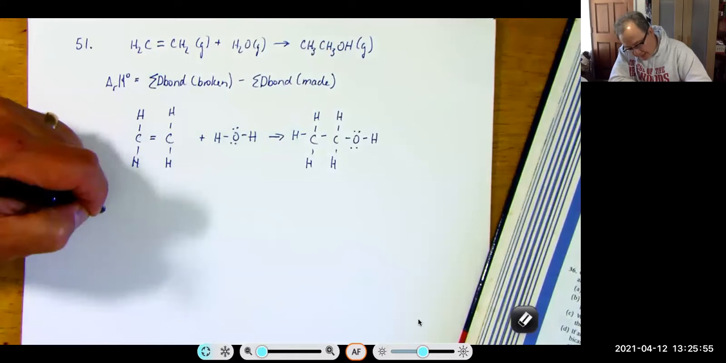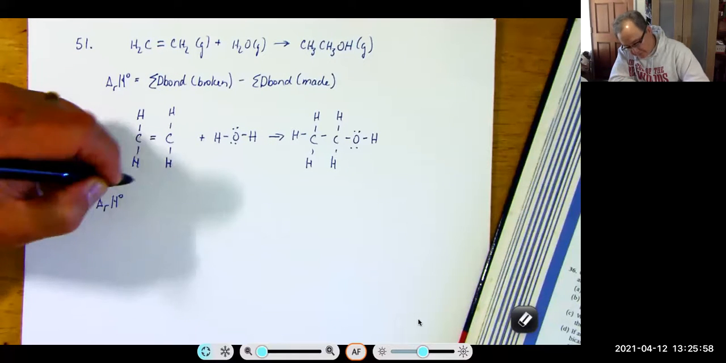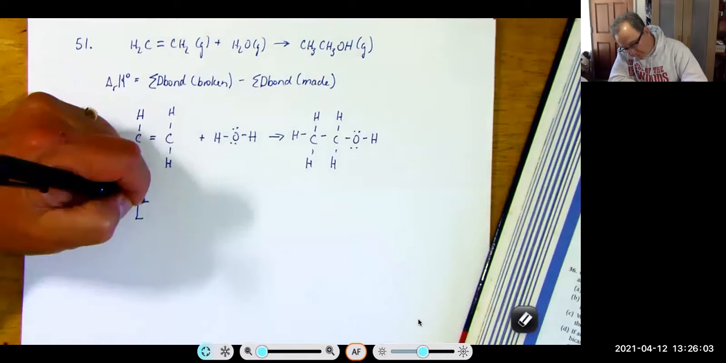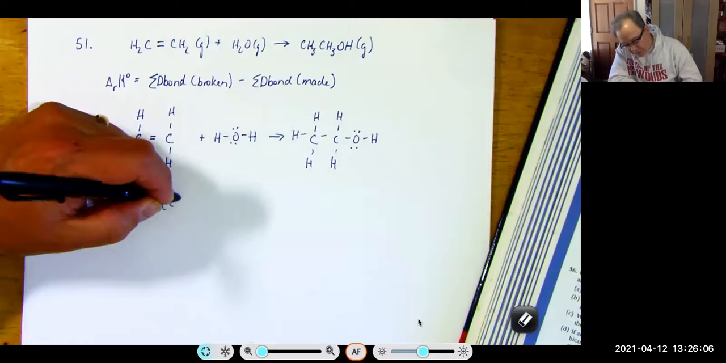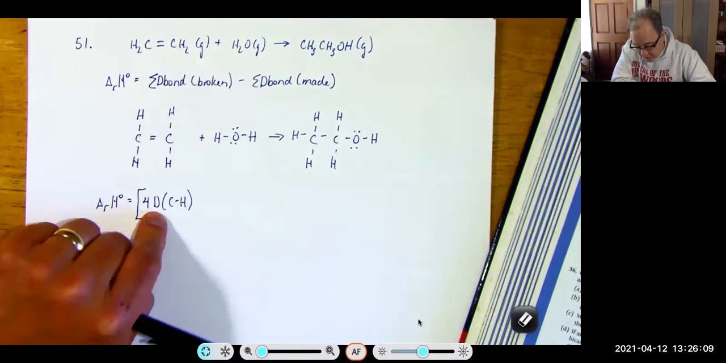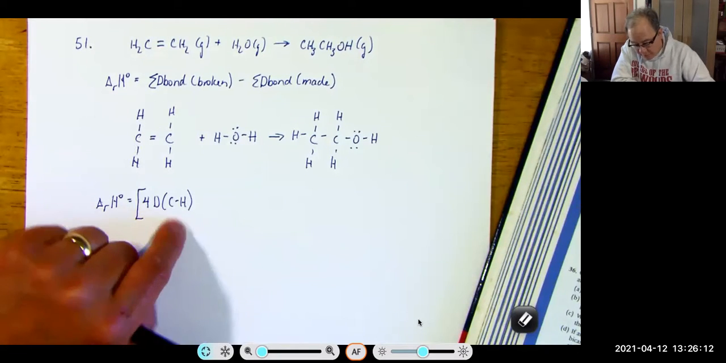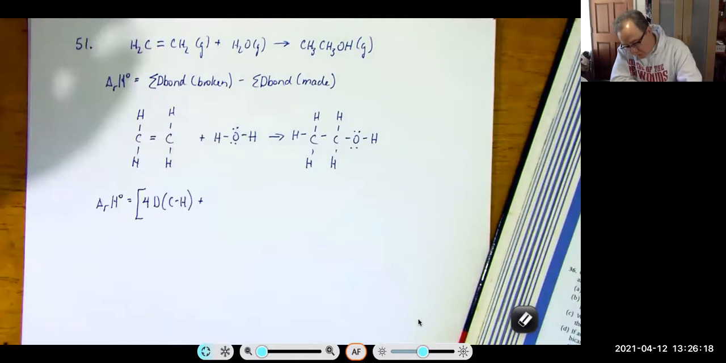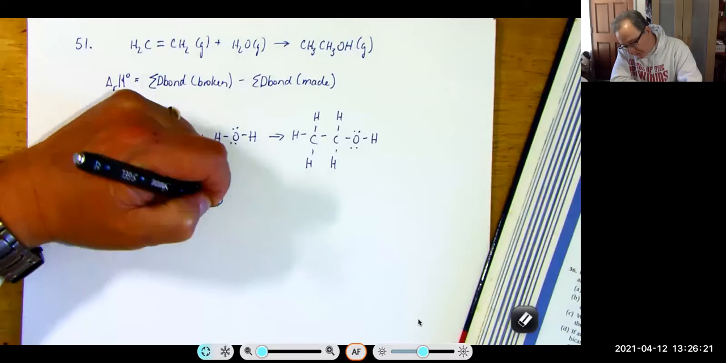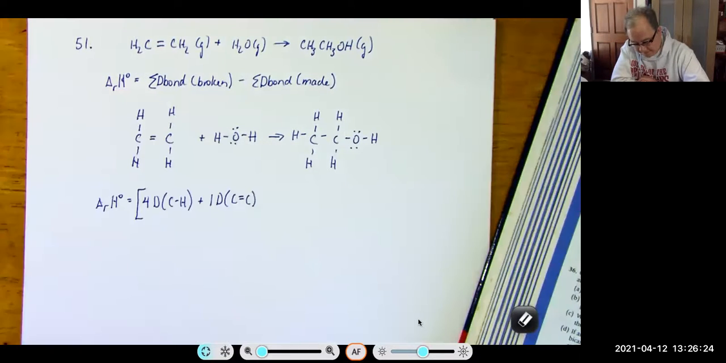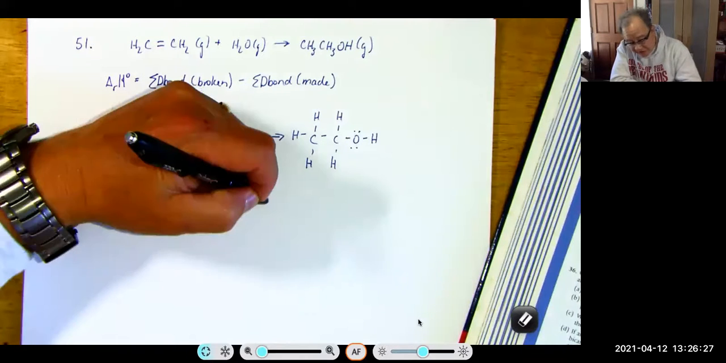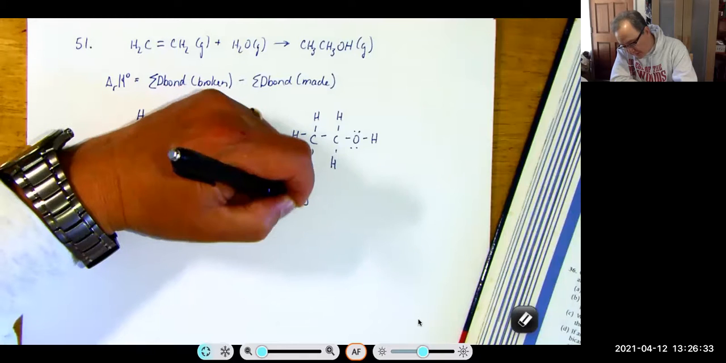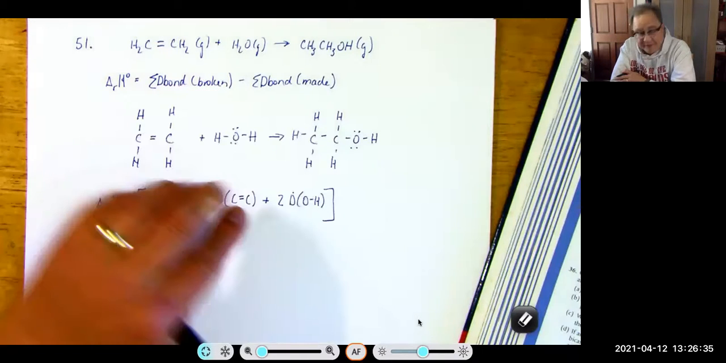So when we take a look at the bonds that are going to be broken, there's going to be 4 carbon-hydrogen bonds. So this is 4 times the dissociation energy for every carbon-hydrogen bond, because there are 4 of them, 1, 2, 3, 4, plus 1 bond dissociation energy for a carbon-carbon double bond, plus 2 times the bond dissociation energy for an oxygen-hydrogen single bond. So those are all the bonds that we're breaking.